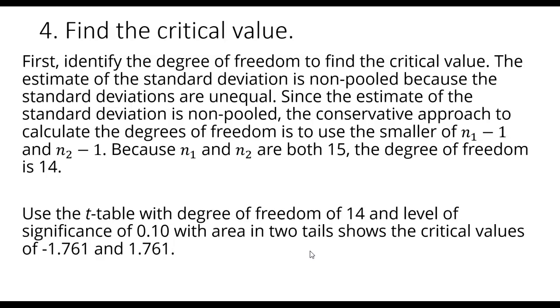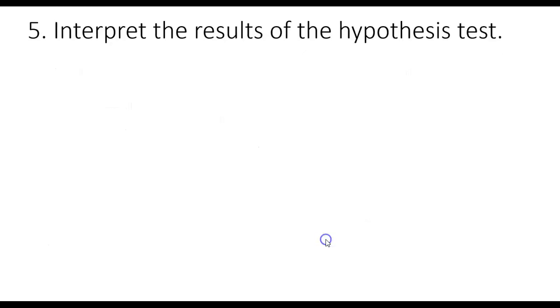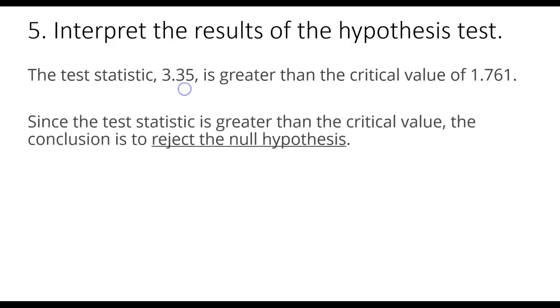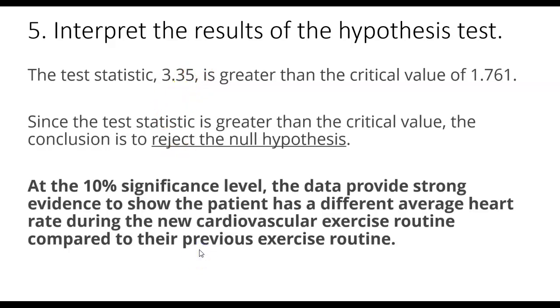Now that we have our critical values and our test statistic, we are ready to interpret the results of the hypothesis test. Our test statistic of 3.35 is greater than the critical value. If you would draw the normal distribution curve and put the critical value in, we would see that 3.35 falls to the right because it is greater. Therefore, it falls in the rejection region, and the conclusion is to reject the null hypothesis. Therefore, the interpretation at the 10% significance level, the data provides strong evidence to show the patient has a different average heart rate during the new cardiovascular exercise routine compared to their previous exercise routine.